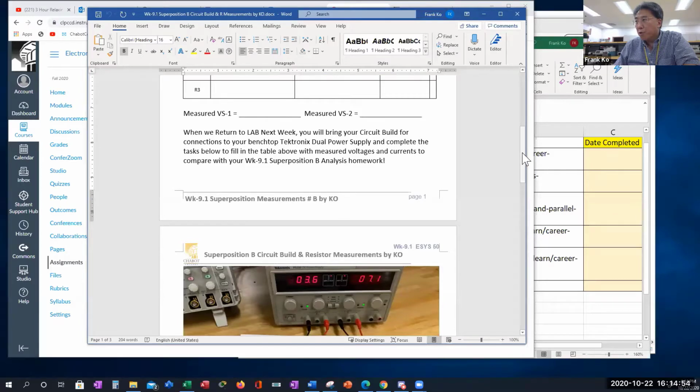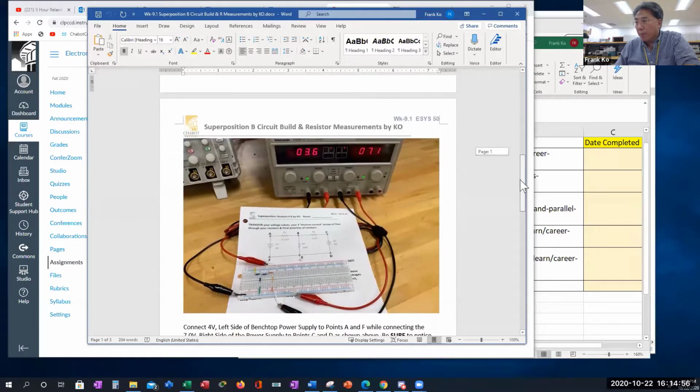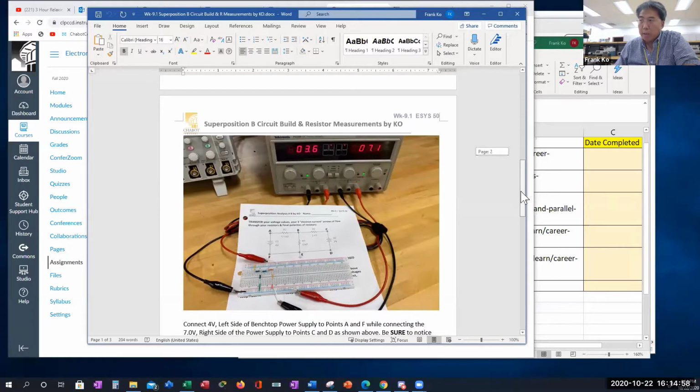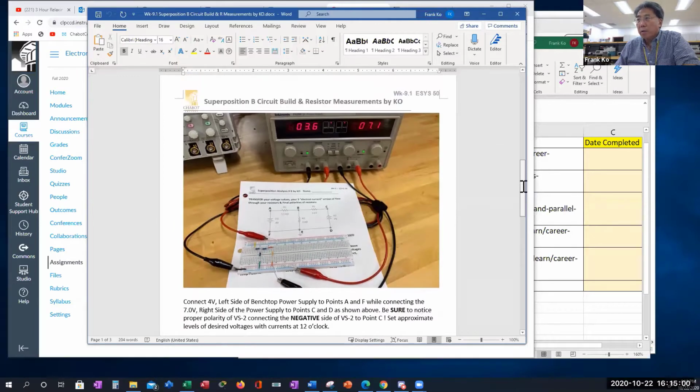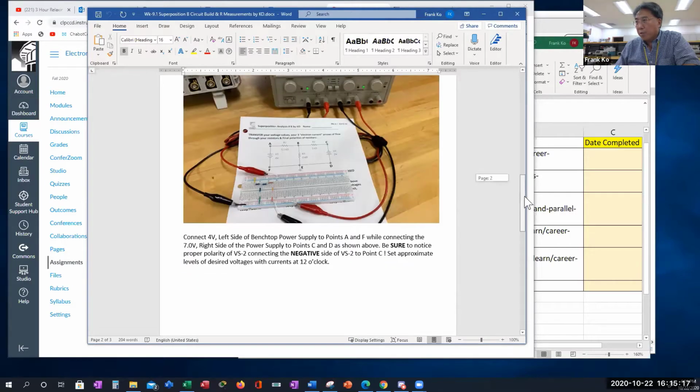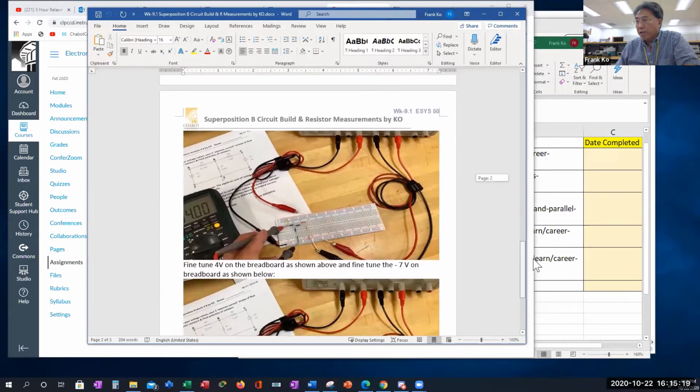This goes to show a little later on what you're going to be prepared for when we come in on Monday. When we come in on Monday, you can see here, I've got cables on one side of the power supply supplying 7 volts on this side of the circuit, another cables on this side supplying 4 volts on this side of the circuit, and then we'll be able to do our current and voltage measurements.